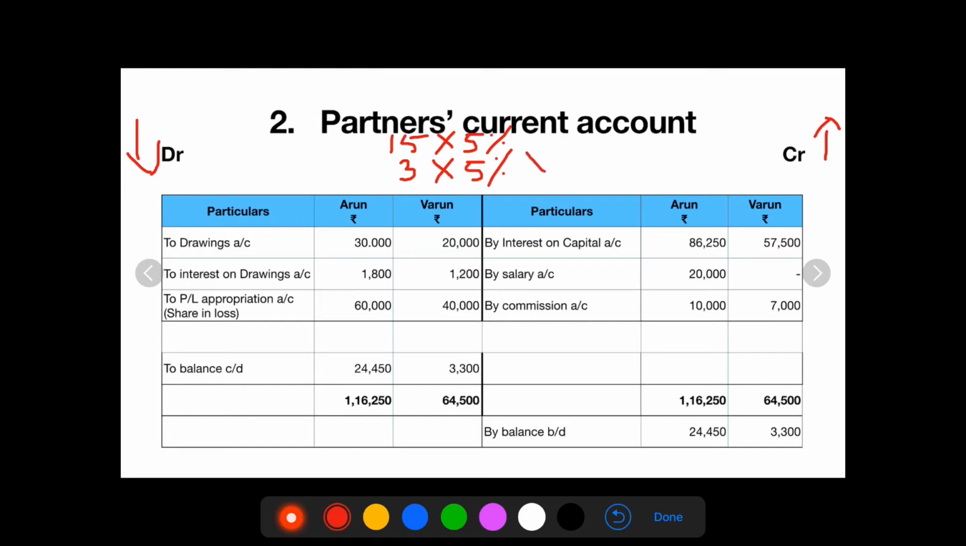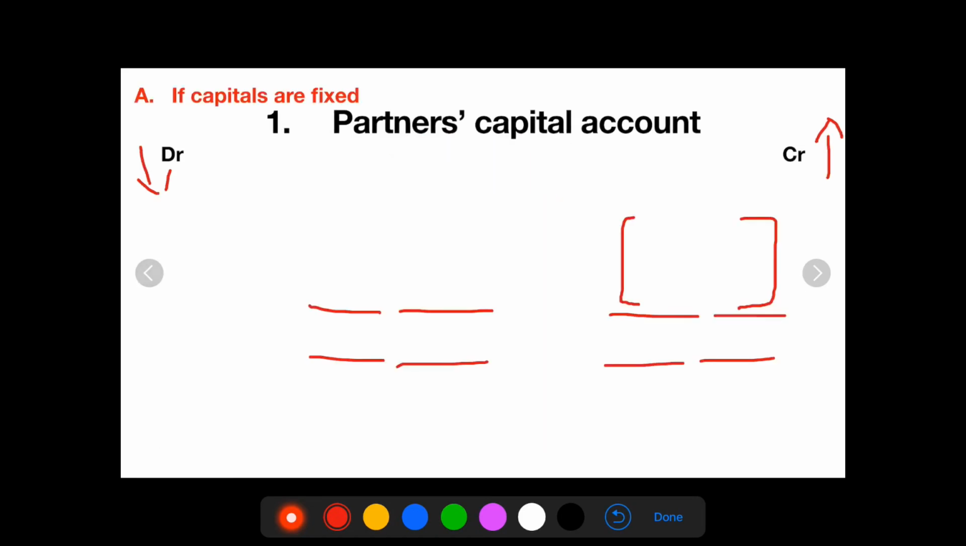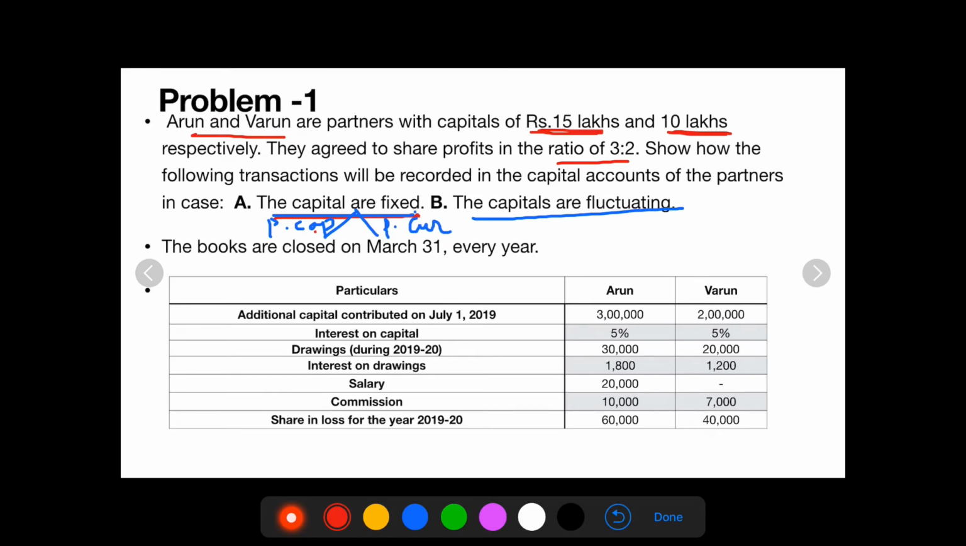2019. That means from July to the year ending on 31st of March, we will get 9 months. So 9 divided by 12. Let me take you back to the question. Additional capital being introduced on July 1, 2019, and for us the year is ending on March 31st. So that's going to be 31st March 2020. So from July to March, we are going to get 9 months.